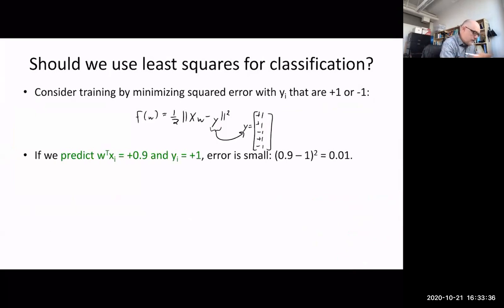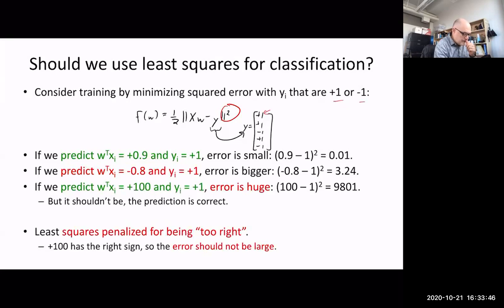If we consider training by minimizing the squared error with y's that are +1 or -1, then we can think about what happens when we make certain predictions and the label is a certain way. If we make a prediction that has the correct sign but the wrong numerical value, but it's close, the error will be small. If we predict the wrong sign, far away from the true numerical value of the class, the error will be larger.